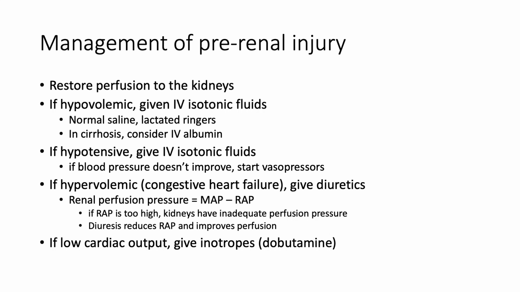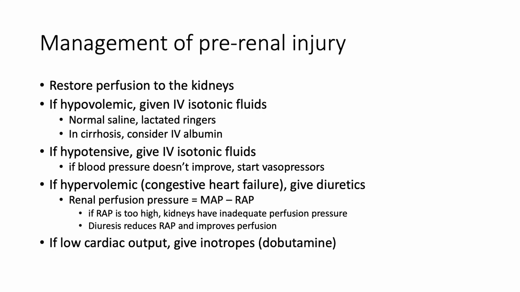Now, sometimes the patient is actually hypervolemic, so they have too much salt water, too much plasma volume, like in congestive heart failure. And so to actually improve kidney perfusion, you give diuretics. And that's because renal perfusion pressure is equal to your mean arterial pressure minus the right atrial pressure. And if the right atrial pressure gets too high because the patient has been holding on to way too much salt water, then the kidneys are actually going to have inadequate perfusion pressure. And so if we can diurese them with some, say, loop diuretics, get their right atrial pressure lower, then we can actually improve perfusion to the kidneys and improve their kidney injury.